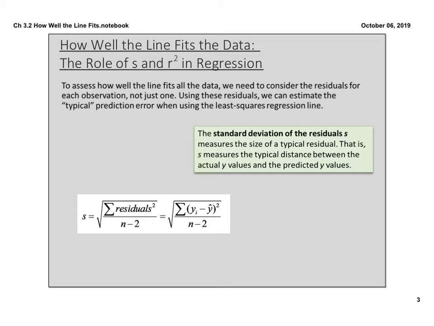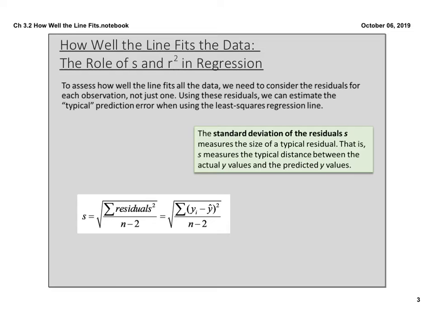data set. So it says to assess how well the line fits all the data, we need to consider the residuals for each observation, not just one. So using these residuals, we can estimate the typical prediction error when using the LSRL. So what is our typical error? How off are we when we use this LSRL to make a prediction within our data range?